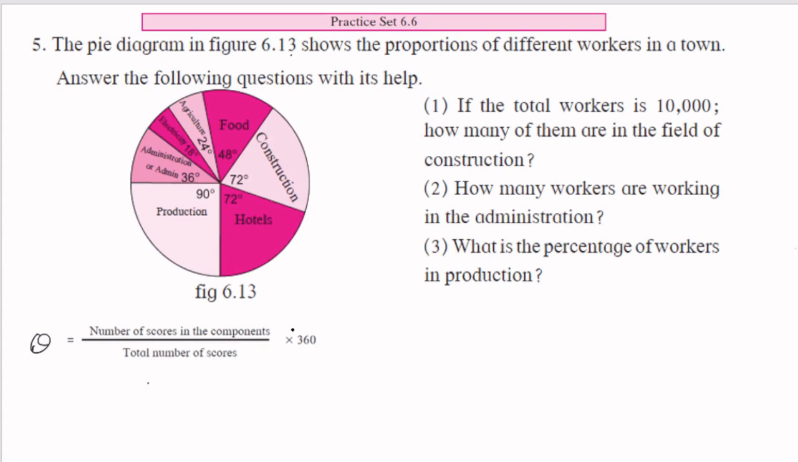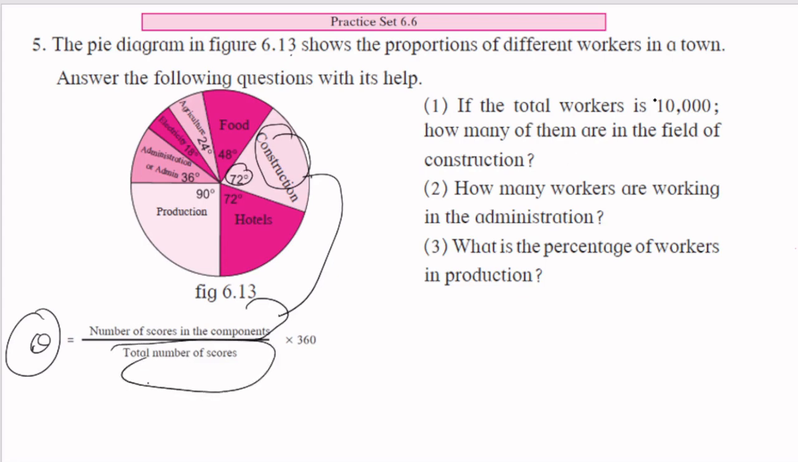So the number of scores in the component is divided by the number of scores, multiplied by 360. Now, as per this question, you have to find how many of them are in the field of construction. So you have to find the number of scores in the component. And what is given? The angle is given, and the total number of scores is given, that is 10,000. Right? So now you have to find this.